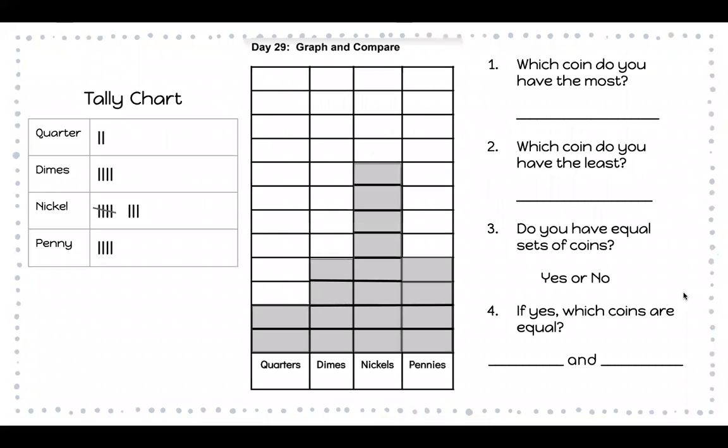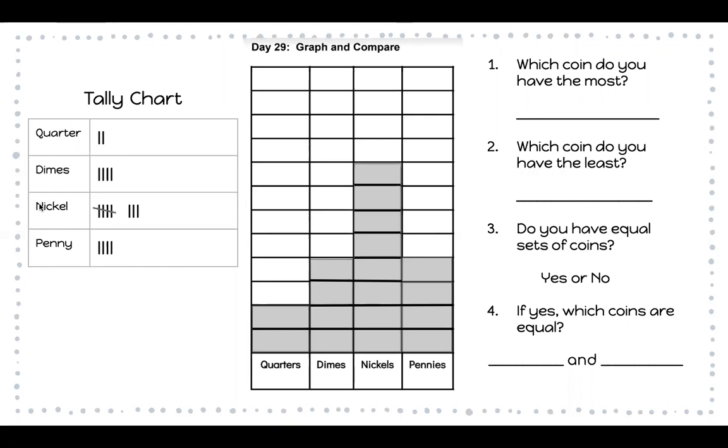I'm going to show you an example of the tally chart and graph that I have done based on how many coins I collected from my own piggy bank. To start my tally chart, I have all 4 different coins: quarters, dimes, nickels, and pennies. If you look at the data, you can tell that I have 2 quarters because each tally mark counts for how many I collected. So I have 2 quarters, 4 dimes, 8 nickels, and 4 pennies.